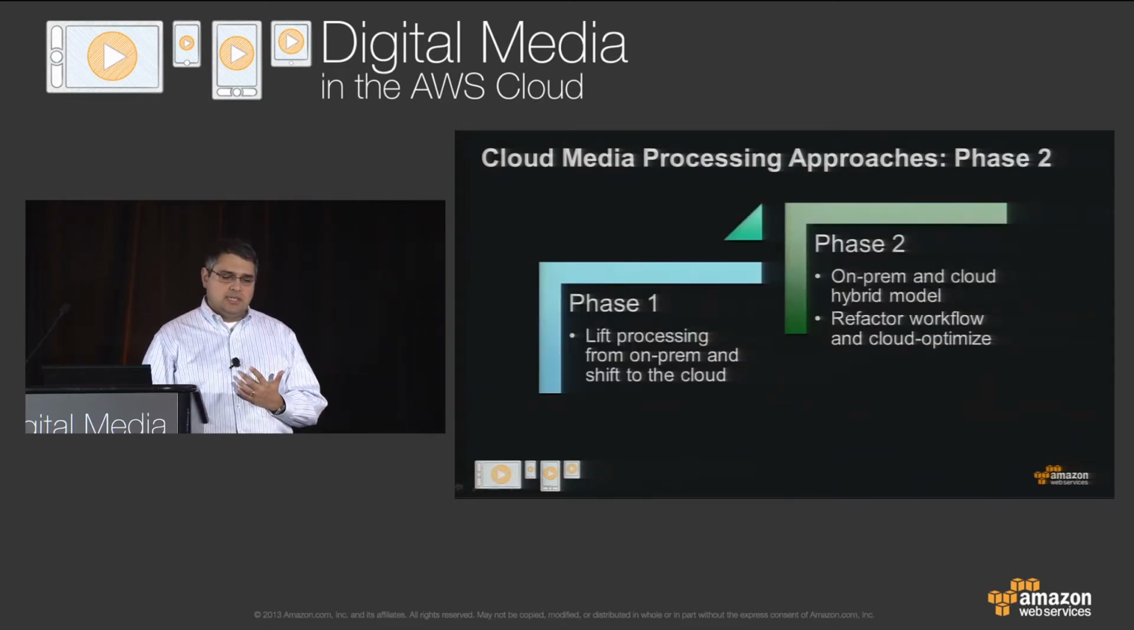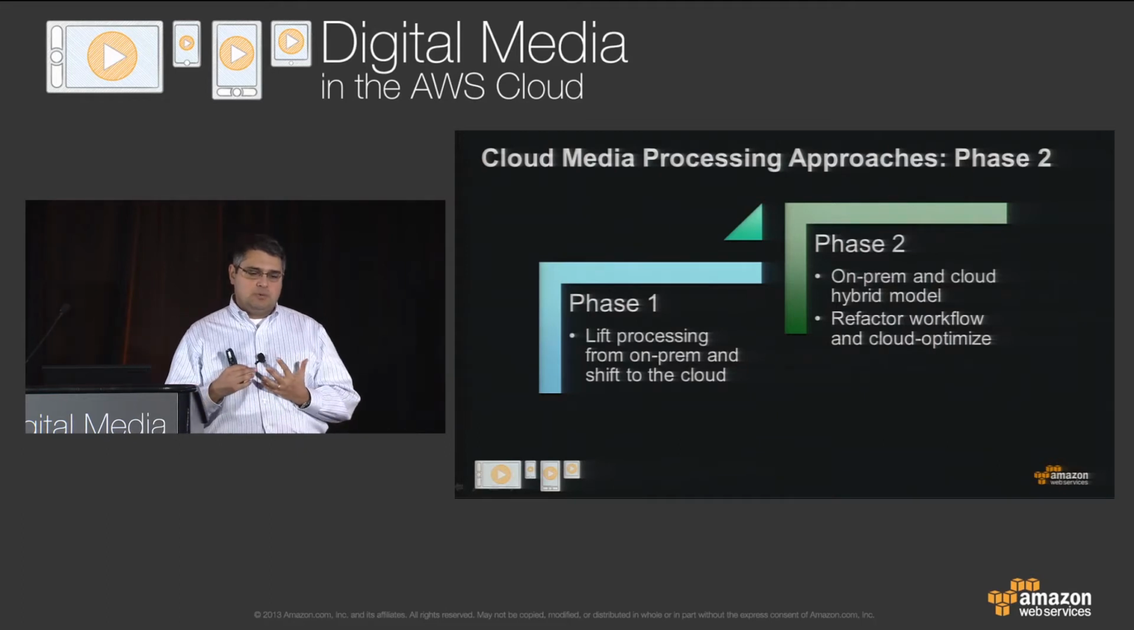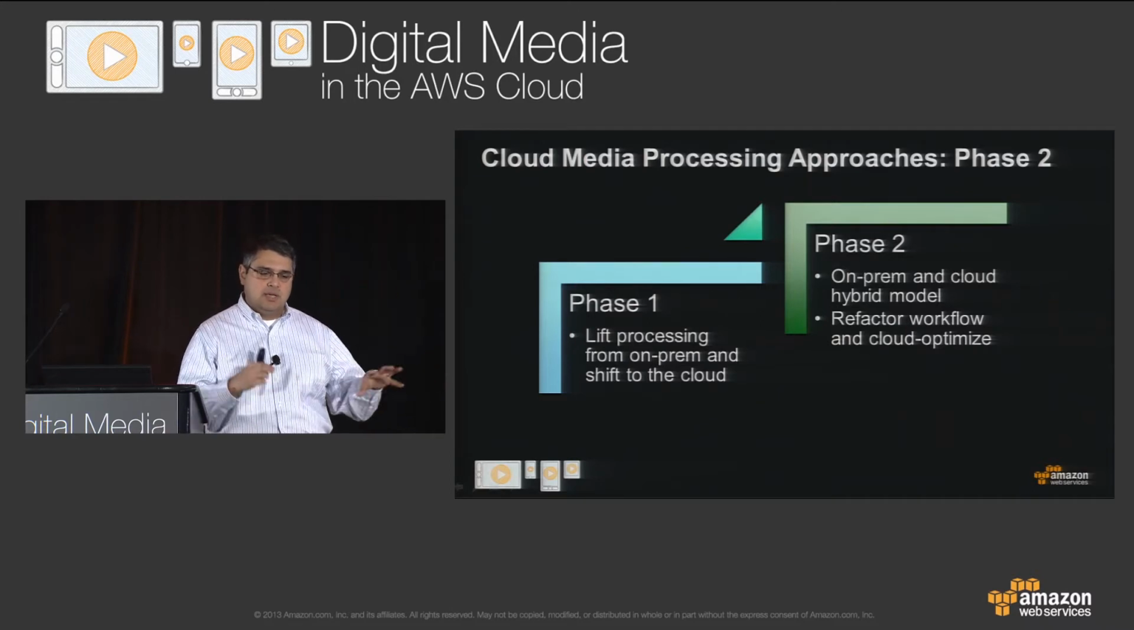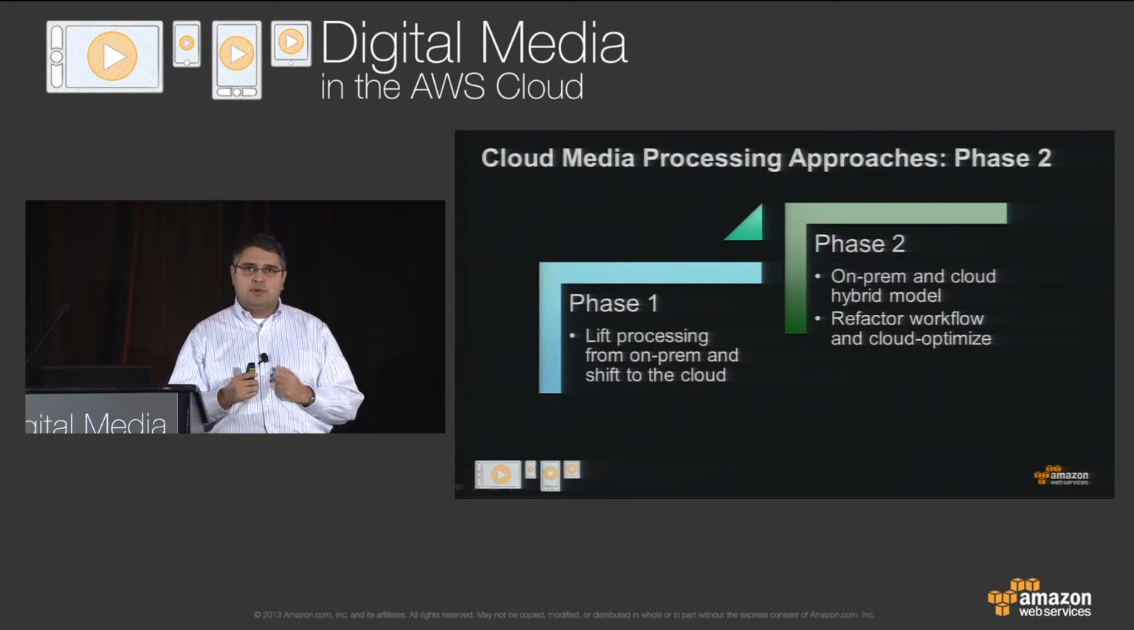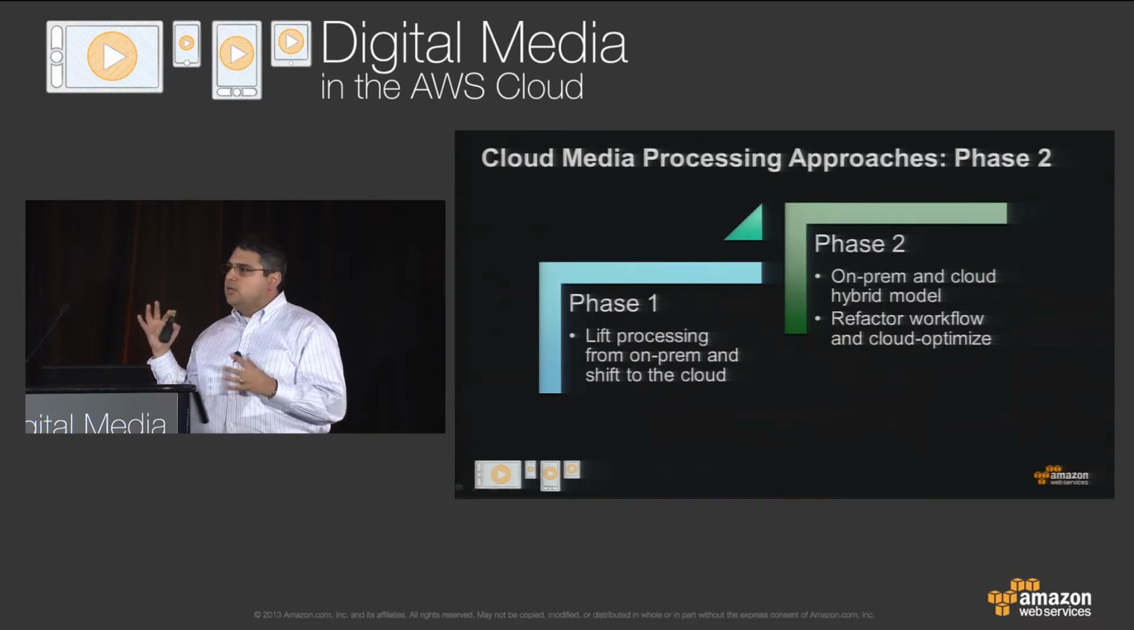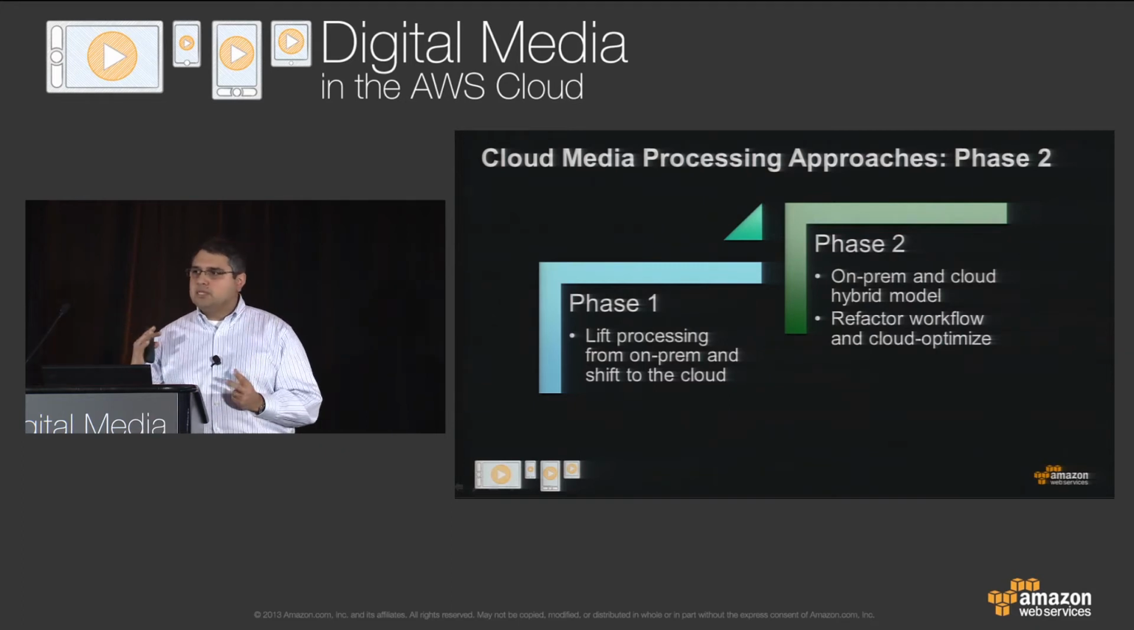The second phase is to look at opportunities to have some kind of hybrid model where you might have some on-premise processing and some cloud processing. We commonly see this with transcoding types of examples, and I'll talk about that in a couple of minutes' time. And then another approach is to look for opportunities to refactor and optimize the workflow that might be taking place.